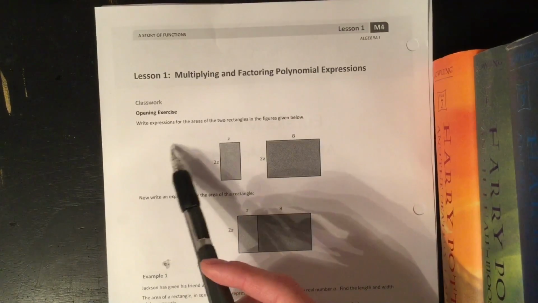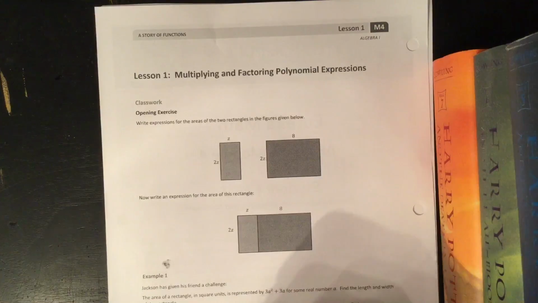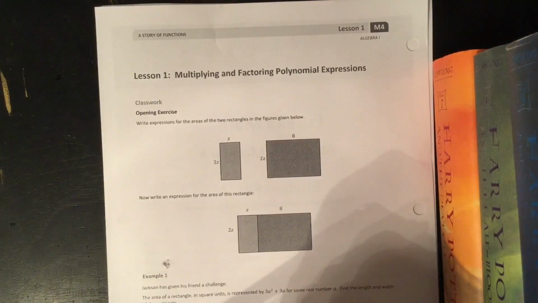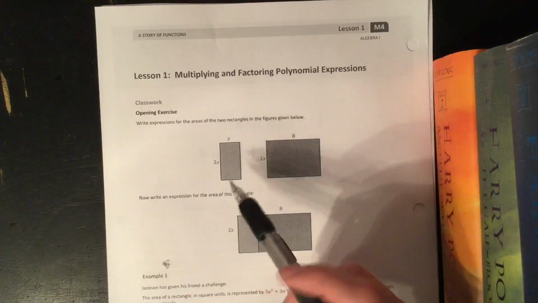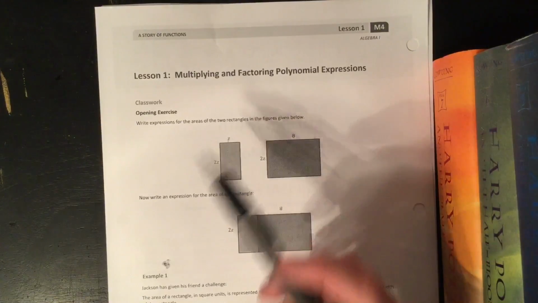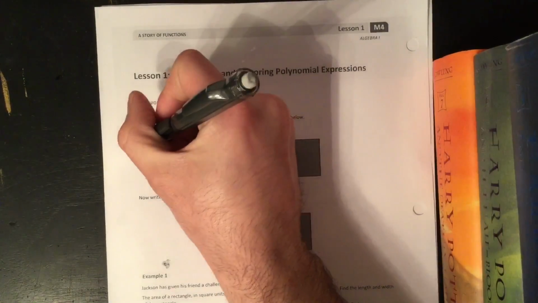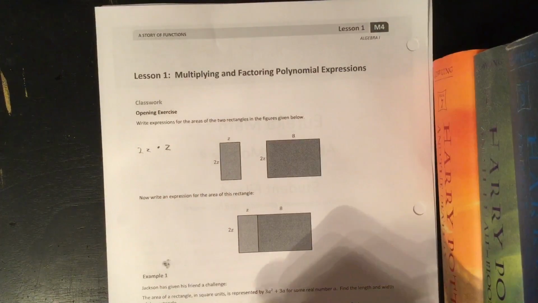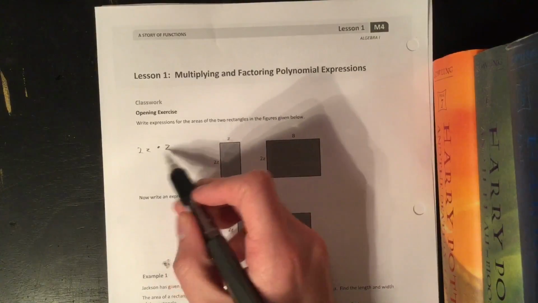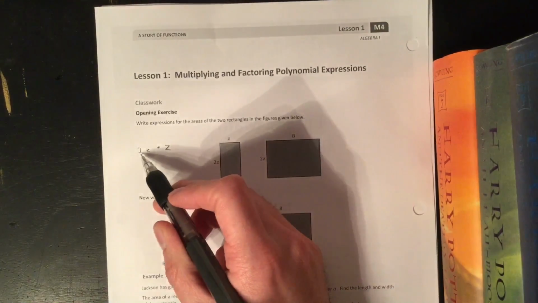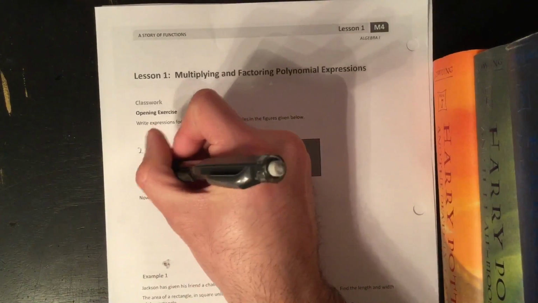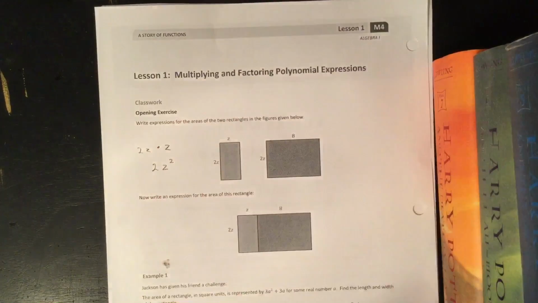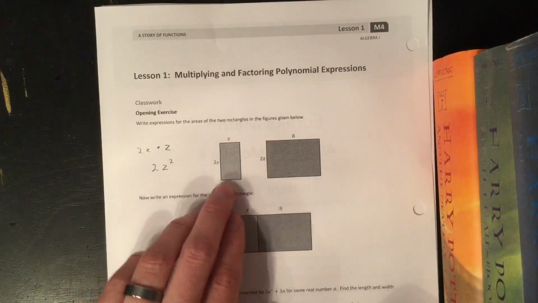So the first part says write an expression for the areas of the two rectangles in the figures below. If you remember, your rectangle area is length times width. So we could write this out 2z, this side, times z, and we can condense that. And you combine like terms. So when we're multiplying, we're going to combine these two. So it'll be 2, and then it'll become z squared. So that would be on this side.